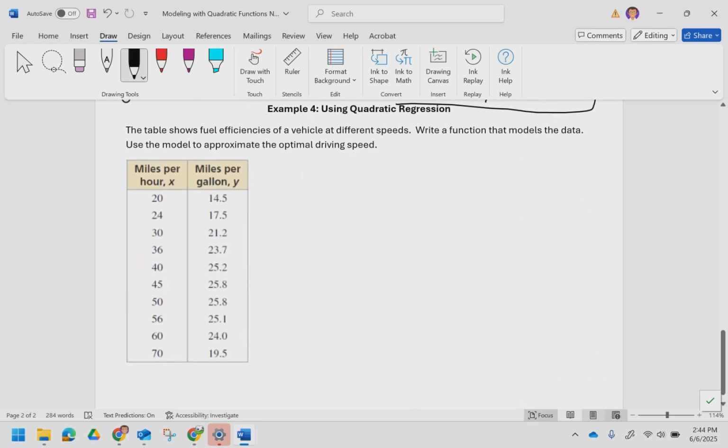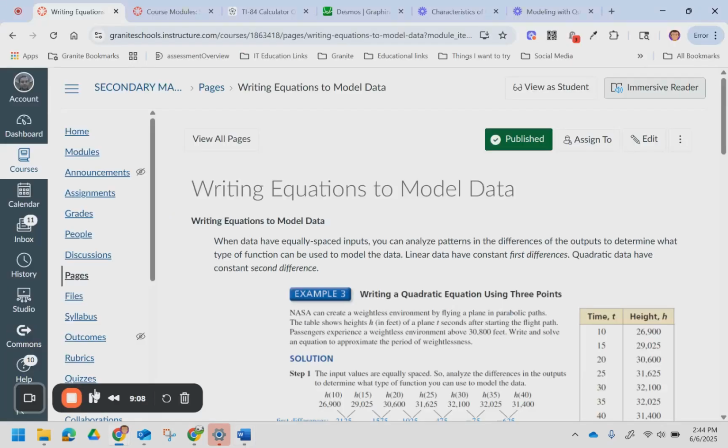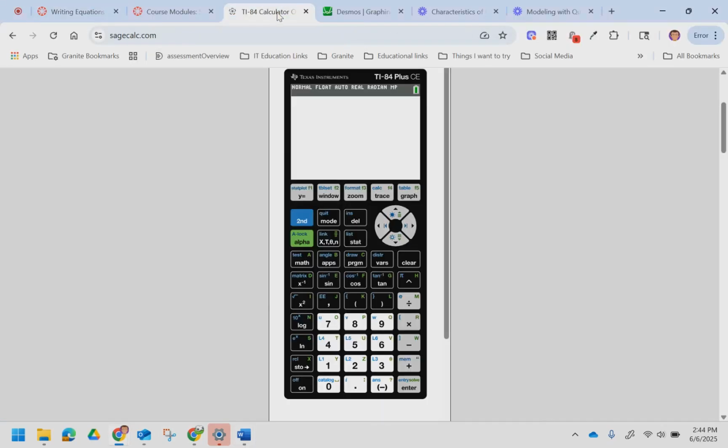Here we've got a situation. This table shows the fuel efficiencies of a vehicle at different speeds. We want to write a function that models the data and use the model to approximate the optimal driving speed. So the problem right here, and I'll demonstrate it with our TI calculator: in the previous example, they told us the information was parabolic. They haven't let us know that it's parabolic, so we need to verify that this is actually parabolic.